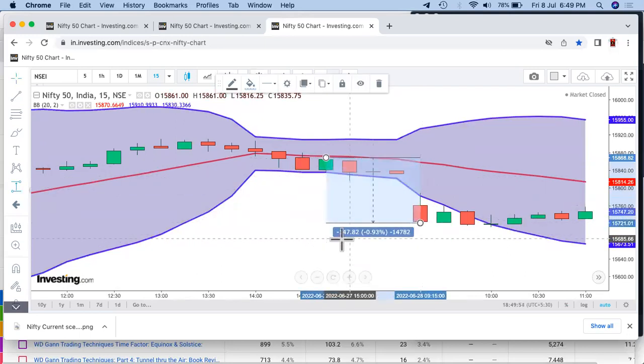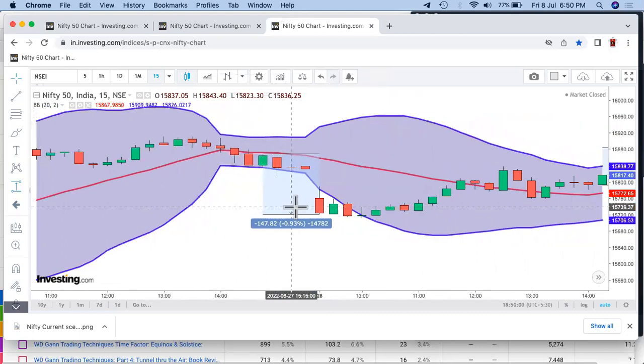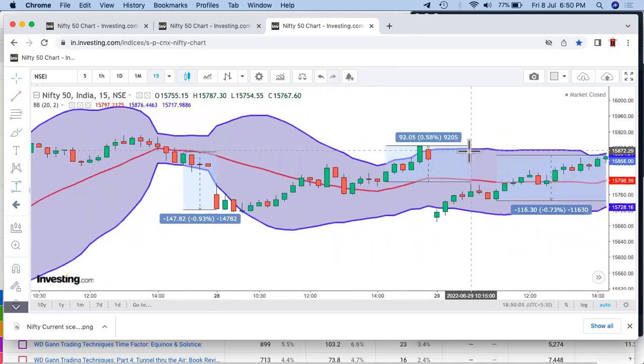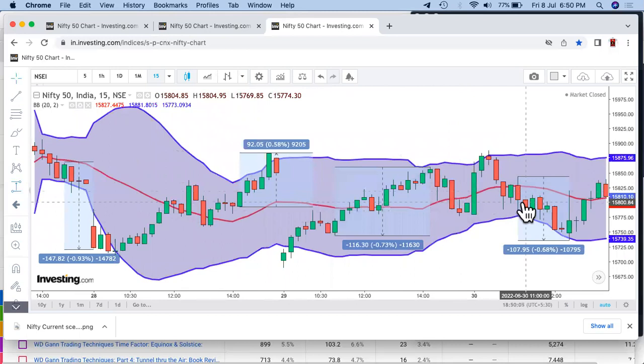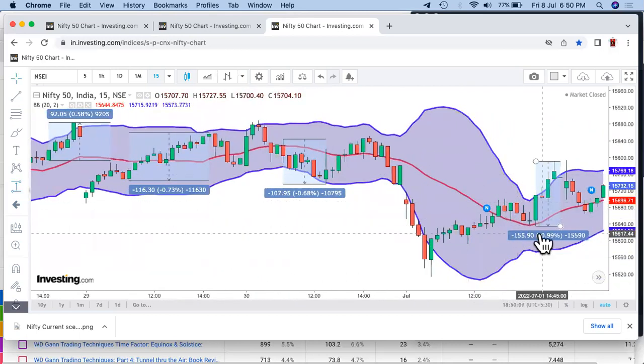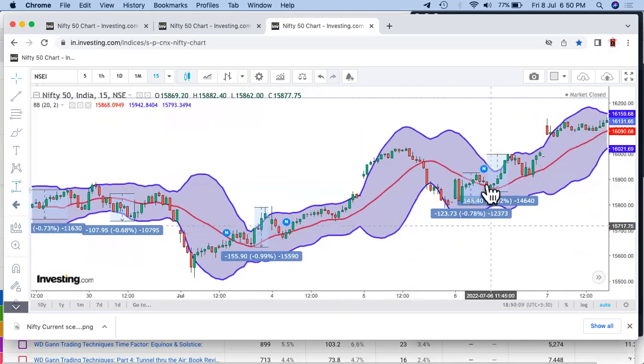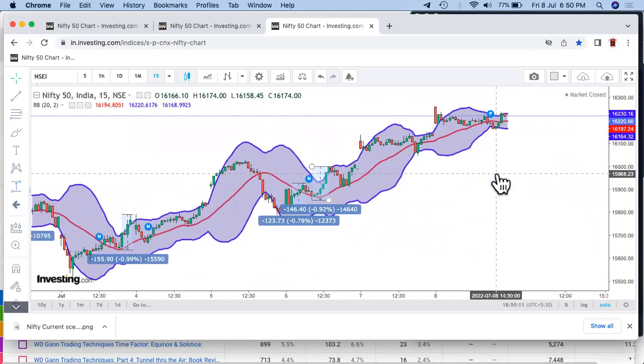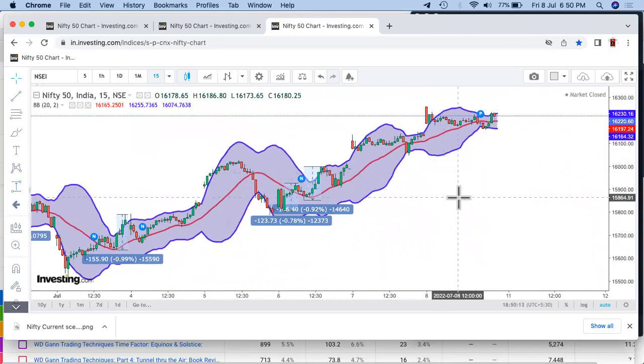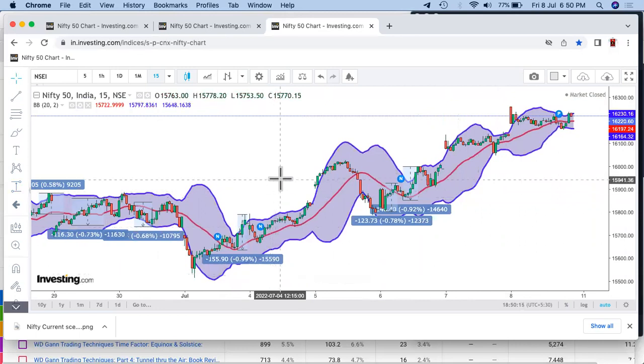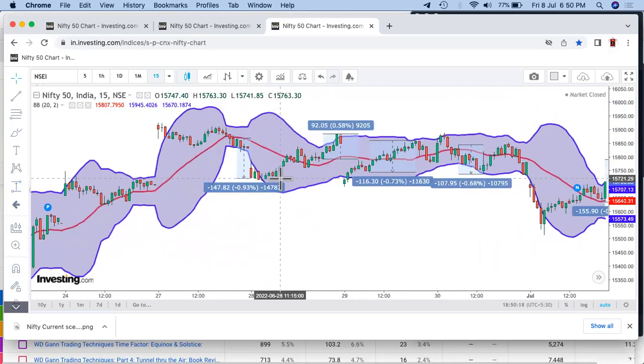Right, somewhere around 150 points. Let's go approximately rather than taking accurate points. But yes, we saw certain examples: one example, two, three, four, five, six, seven different examples. Somewhere there in downtrend, somewhere there in uptrend.